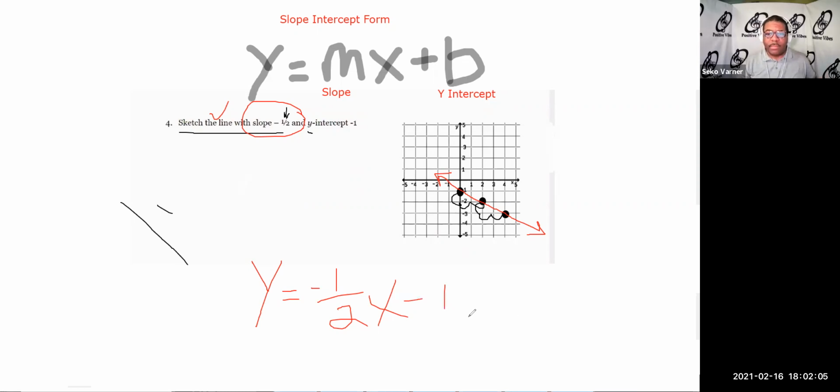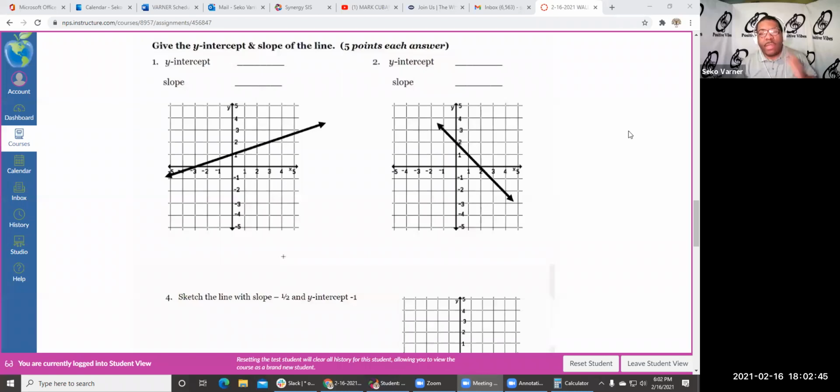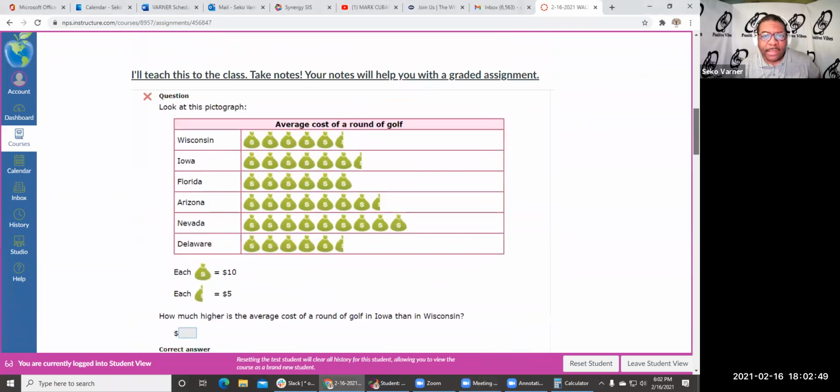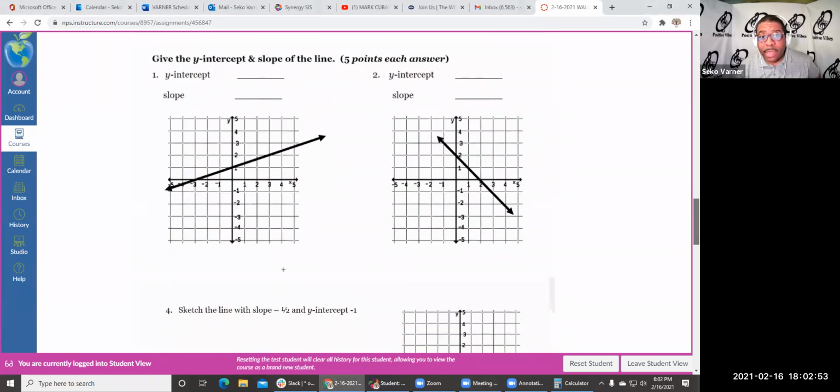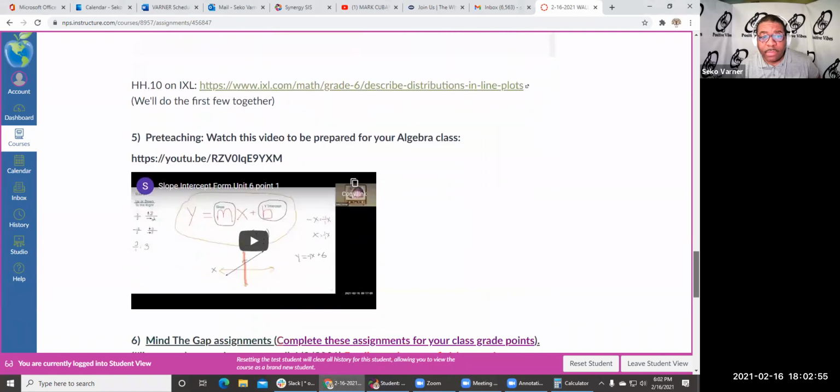And that would be right too. Y equals -1/2 x minus 1. That would be your slope-intercept form. Okay, all right, let us move. So this is what we worked on so far. We did this, we did this, we did this, and we did slope-intercept form with them.